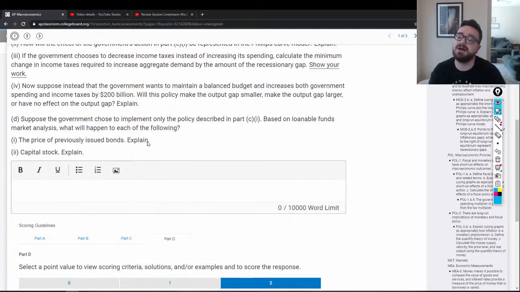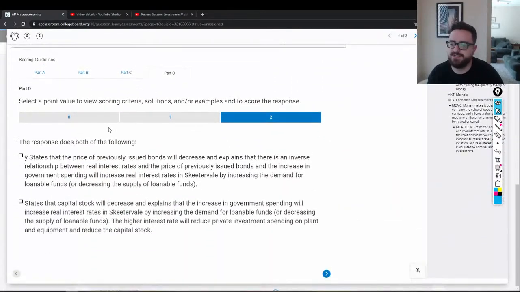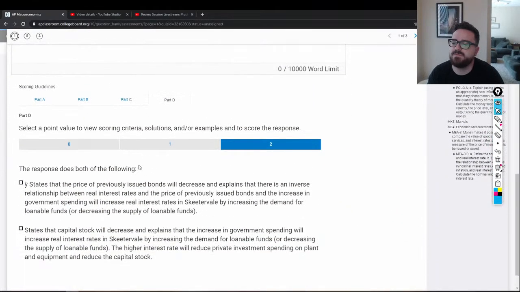I guess because they didn't have you draw the demand curve. I had us draw it. If you didn't draw it, you would have had to explain why you knew the real interest rate would be going up, so that's fair. I didn't do that, but I drew it. So maybe I missed a point there. States the capital stock will decrease and explains that the increase in government spending will increase real interest rates.